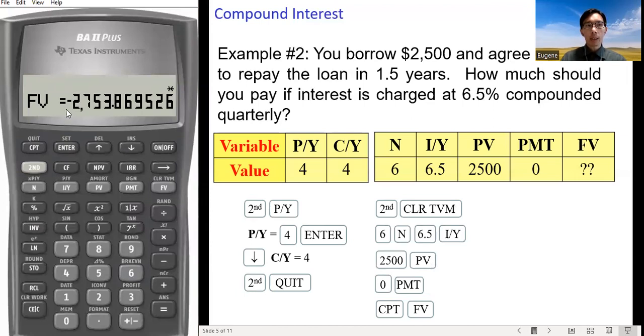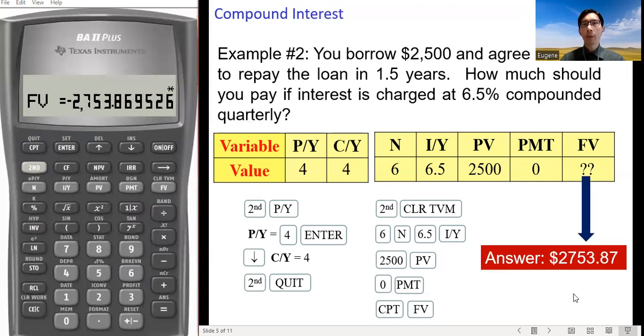Here FV is a negative number. That means this is the amount of money we need to take out. We need to repay the loan. So at the end of the 1.5 years duration, we need to repay the loan for the amount of $2,753.87.